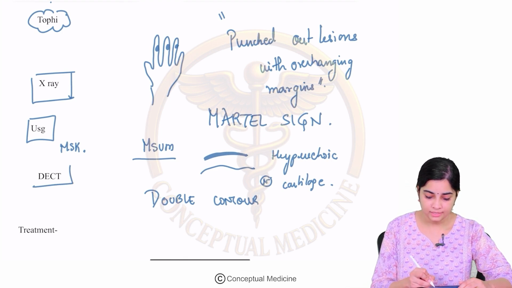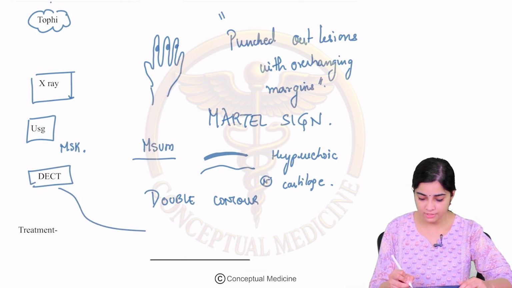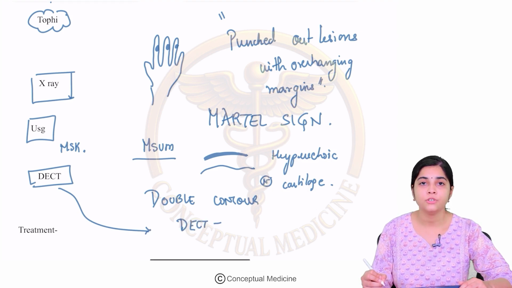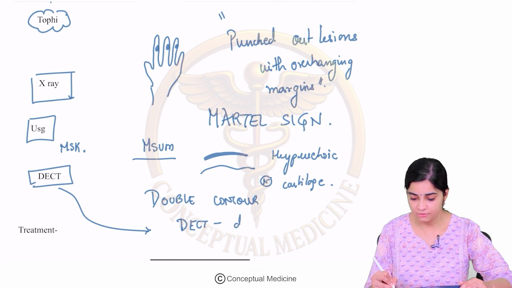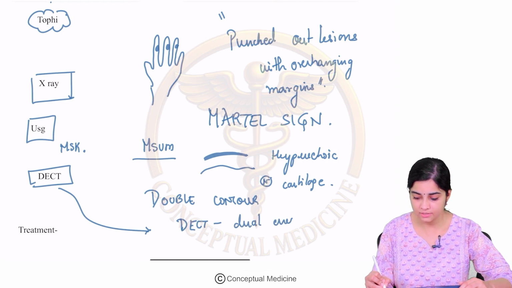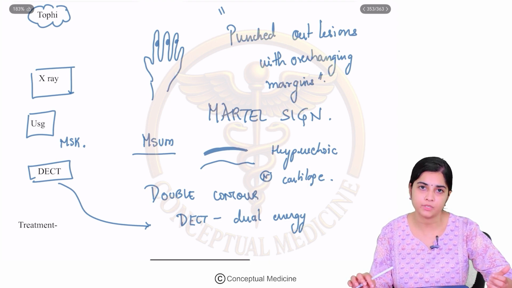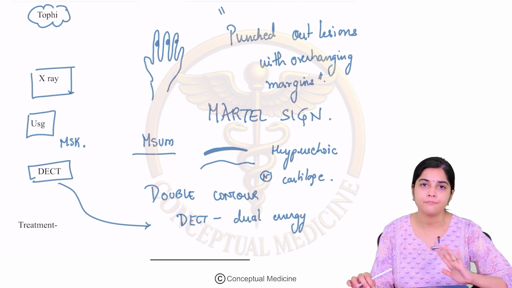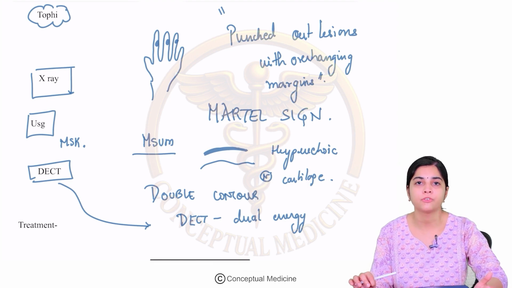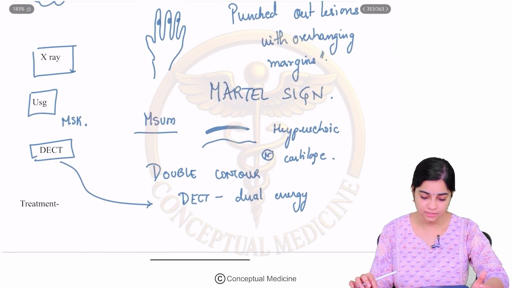Then the final investigation of choice would be a DECT, which is a dual energy CT scan. This dual energy CT helps in identification of tophi deposition. So these are the various investigations which you can do for the diagnosis of chronic gout.